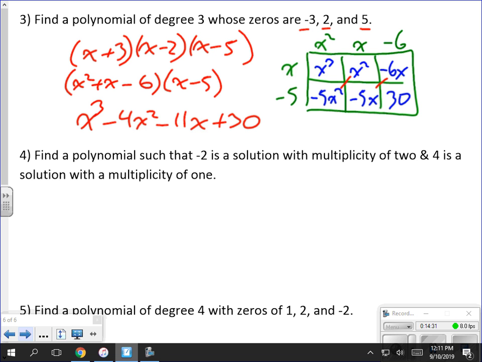I like this because it's very organized, very easy to keep track of what you're doing. If you have another method that will get you the correct answer, I'm okay with that. But I like this because it keeps things organized. And organized, when you're doing something like this, is probably the most important.